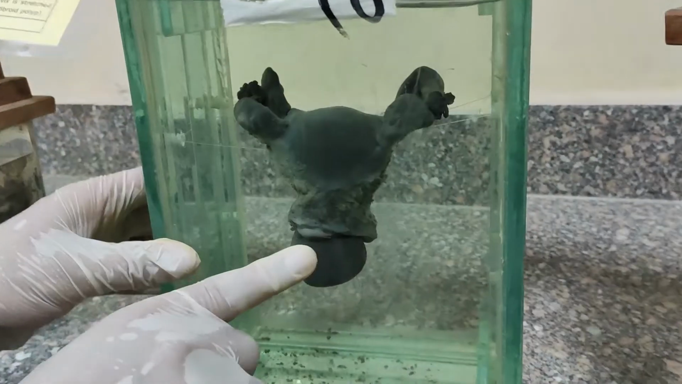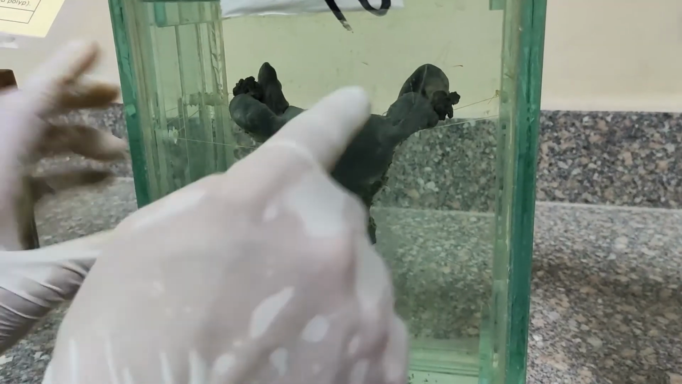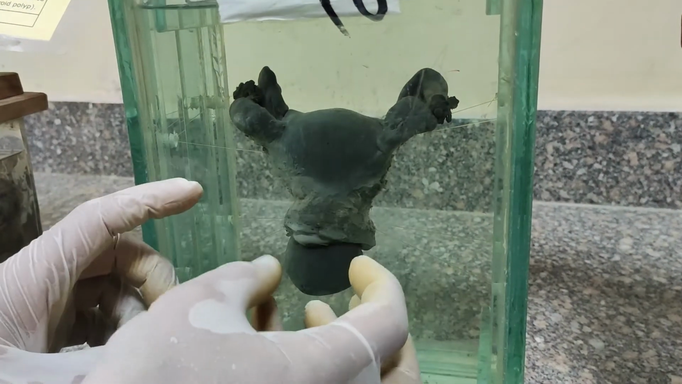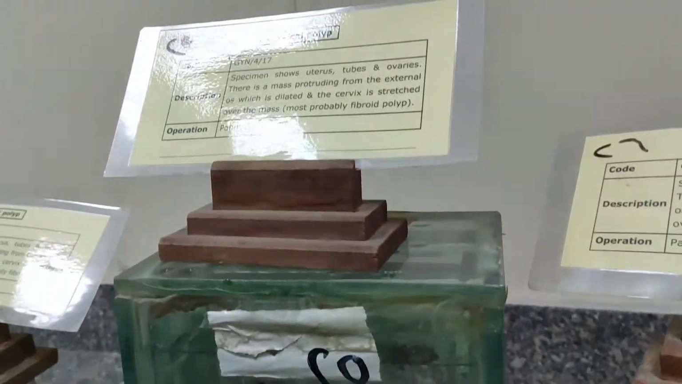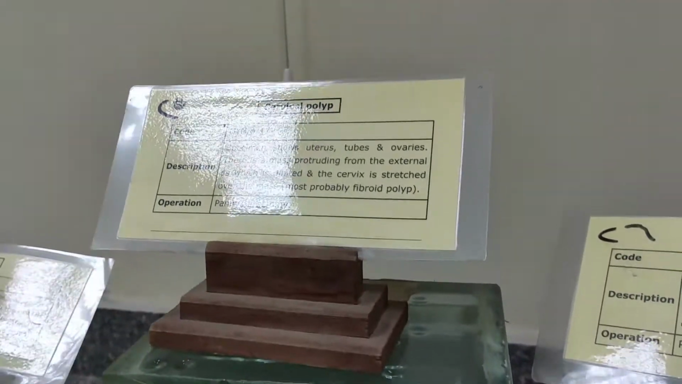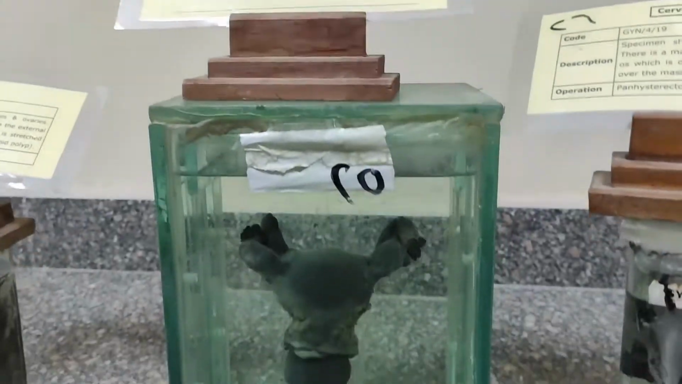Again, this is a cervical fibroid polyp. The uterus appears more or less normal with two tubes and ovaries and the cervical polyp coming out. It is a cervical fibroid polyp, and the operation done is total abdominal hysterectomy and bilateral salpingo-oophorectomy.